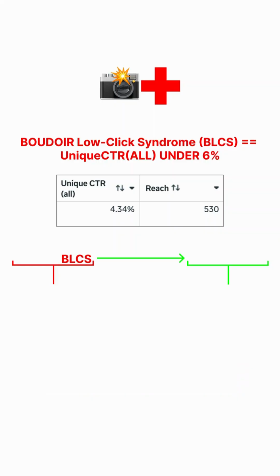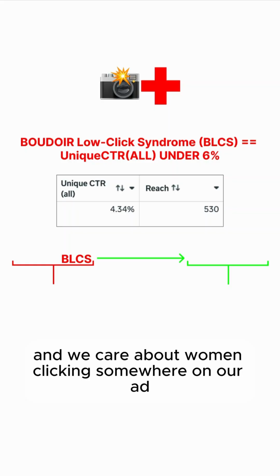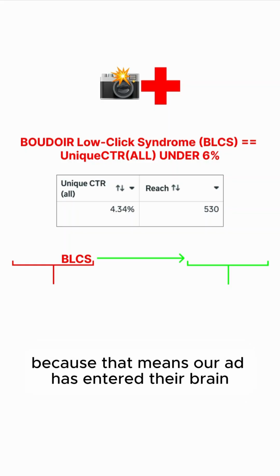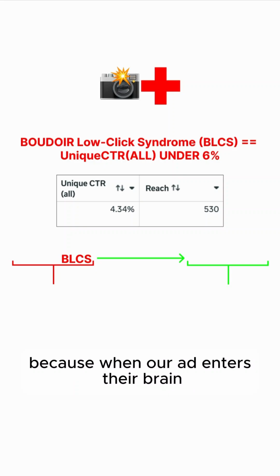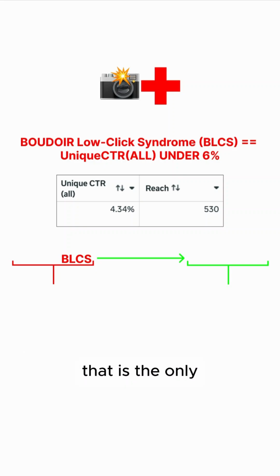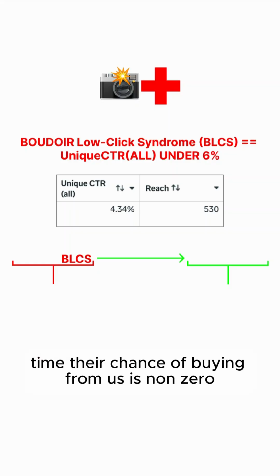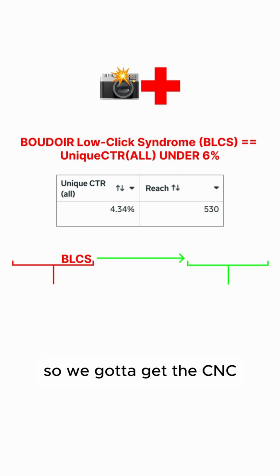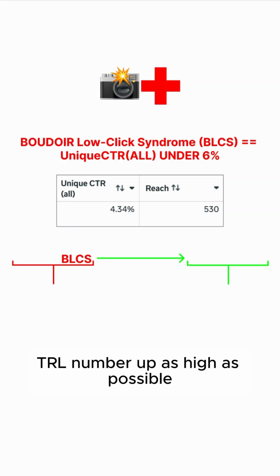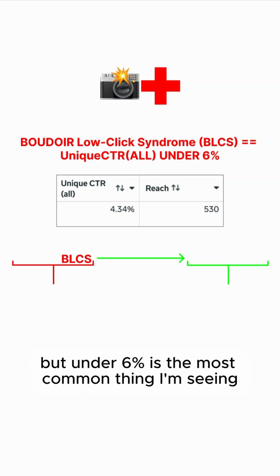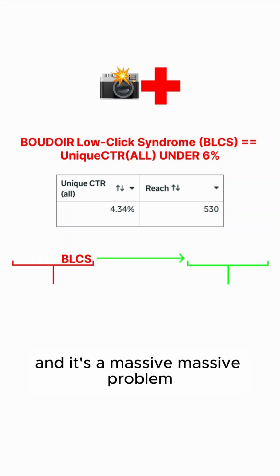And we care about women clicking somewhere on our ad because that means our ad has entered their brain. And we care about that because when our ad enters their brain, that is the only time their chance of buying from us is non-zero. So we got to get this unique CTR all number up as high as possible, but under 6% is the most common thing I'm seeing, and it's a massive, massive problem.